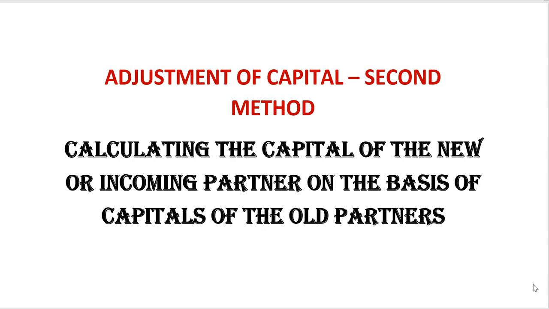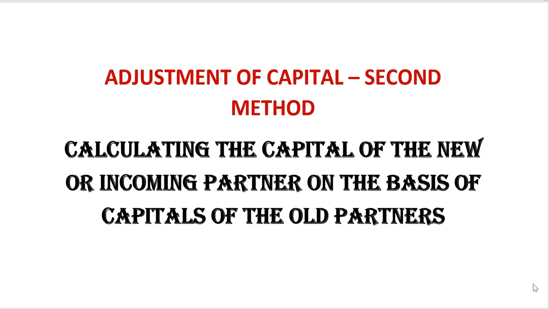Hi, in this video, we will discuss the second method of adjustment of capital at the time of admission of a partner. The second method is calculating the capital of the new or incoming partner on the basis of the capitals of the old partners. In other words, in the question, the capital which is brought in by the incoming partner will not be given. We will have to determine the capital to be brought in by the incoming partner based on the capitals of the existing partners.